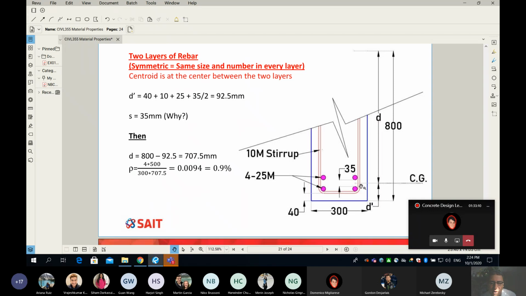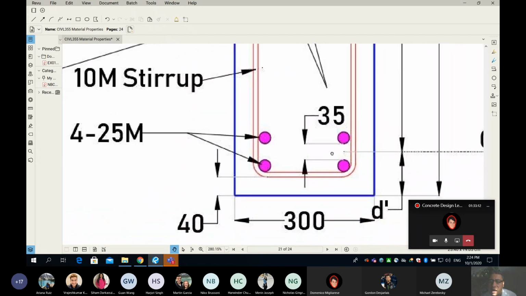Now you can see I maintain the spacing, and again, if you go back to the example that I mentioned a minute ago, we are able to find a minimum spacing of 35 millimeters. So the spacing here in all directions must maintain 35 millimeters.